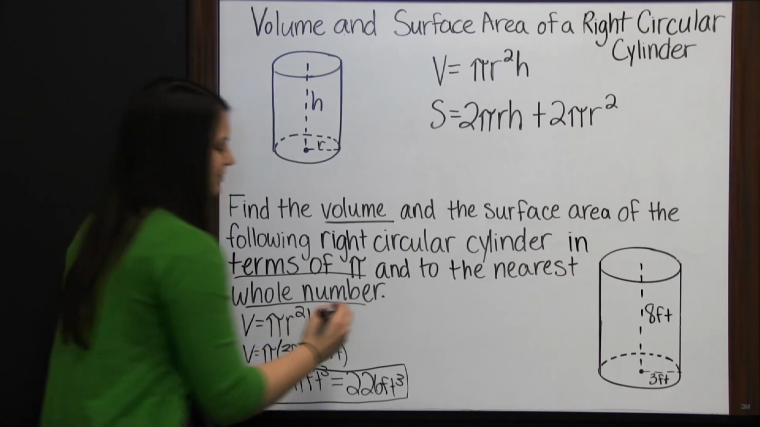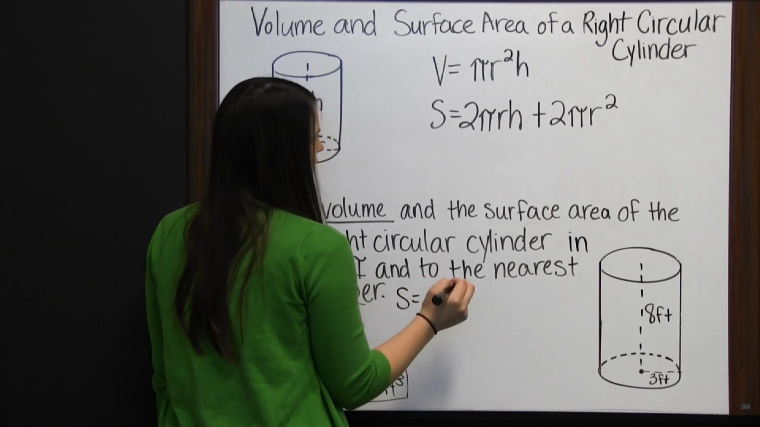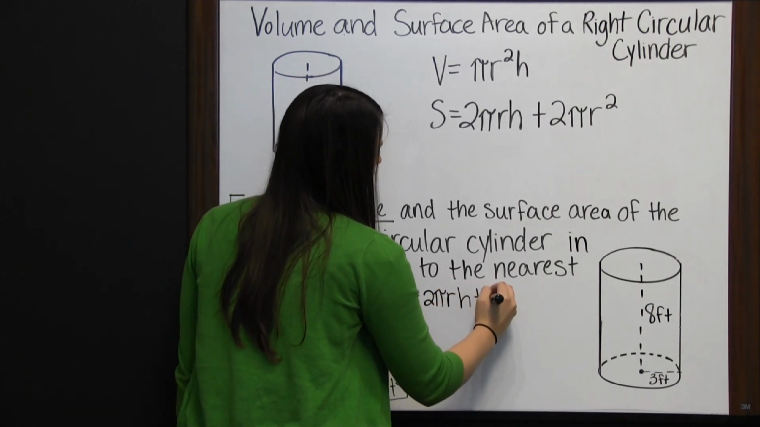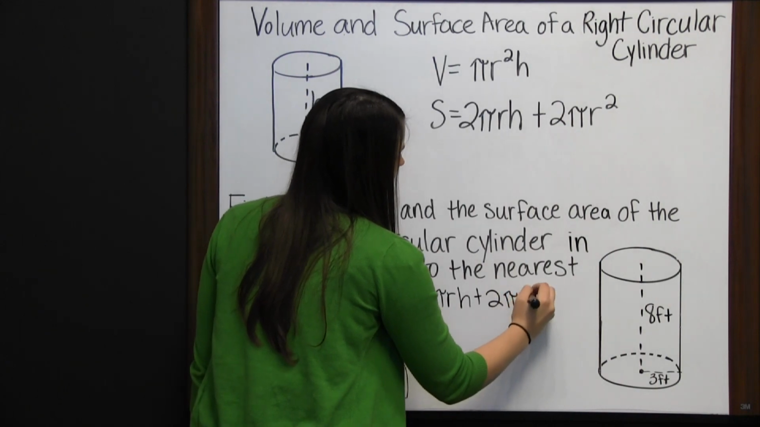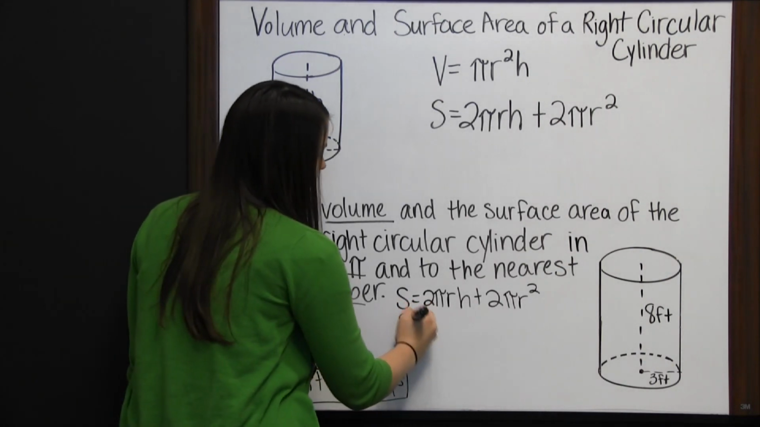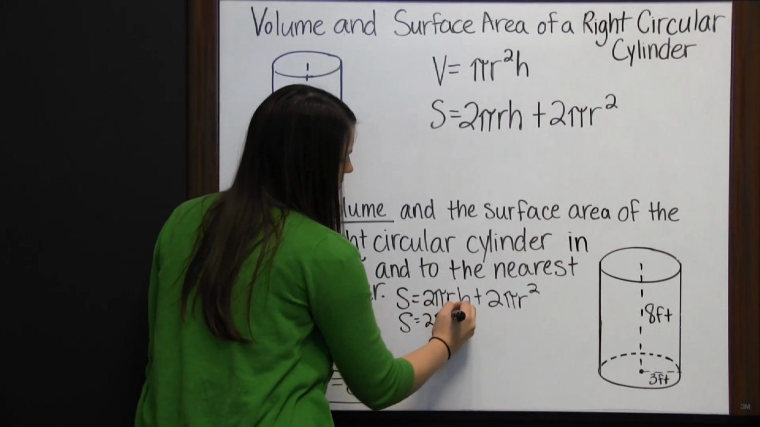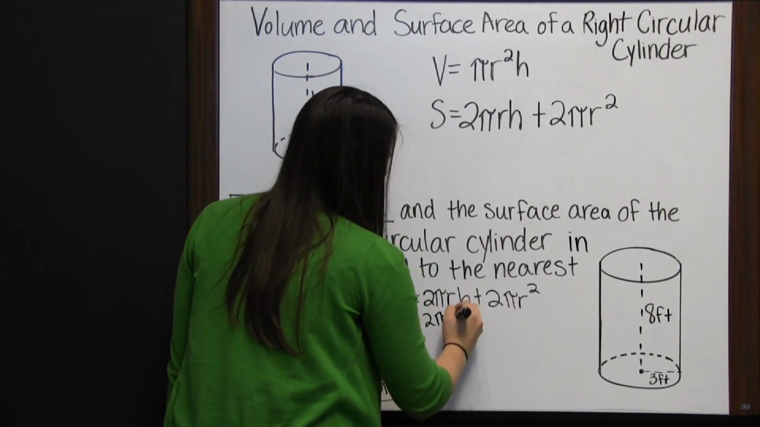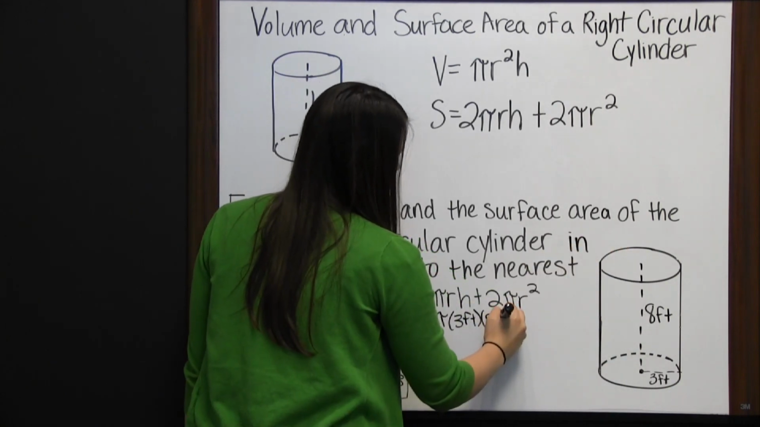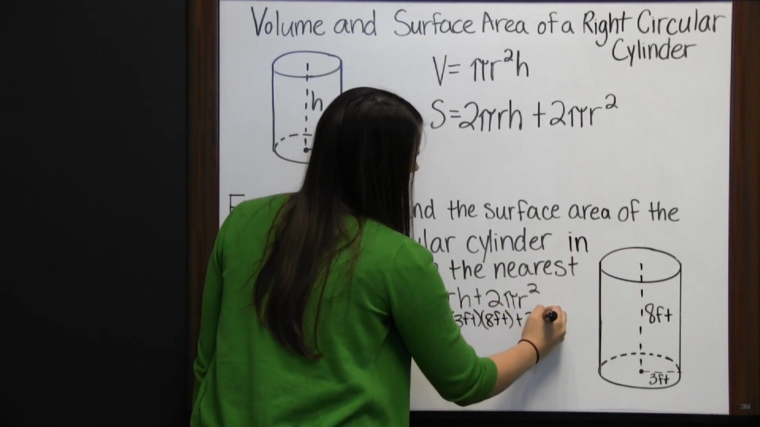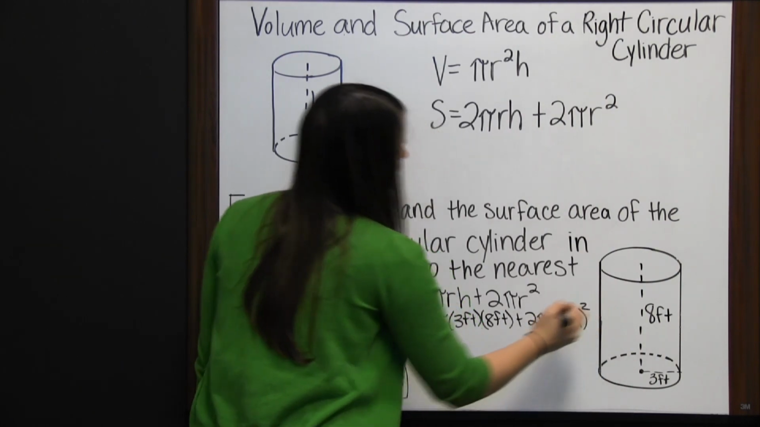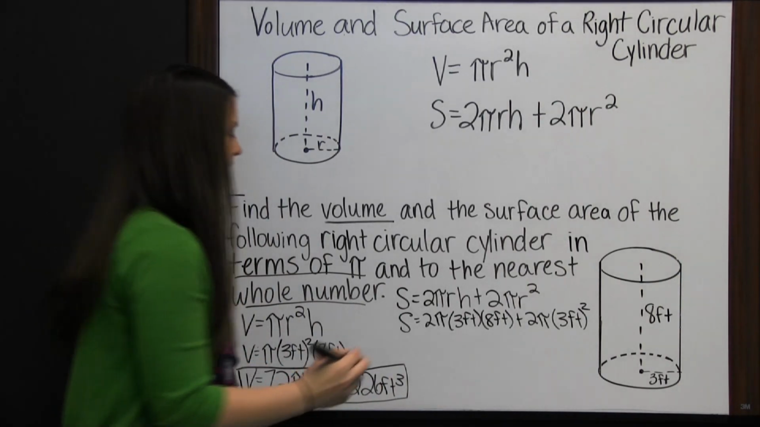Now for surface area. Surface area is 2 times pi times the radius times the height plus 2 times pi times radius squared. Then we substitute our values. So surface area is 2 times pi times the radius, 3 feet, times the height, 8 feet, plus 2 times pi times the radius, 3 feet, squared. And now we need to simplify.